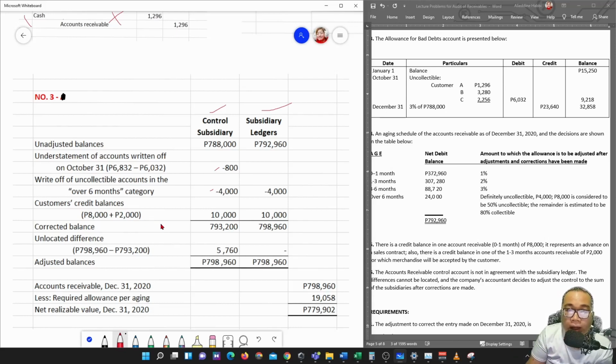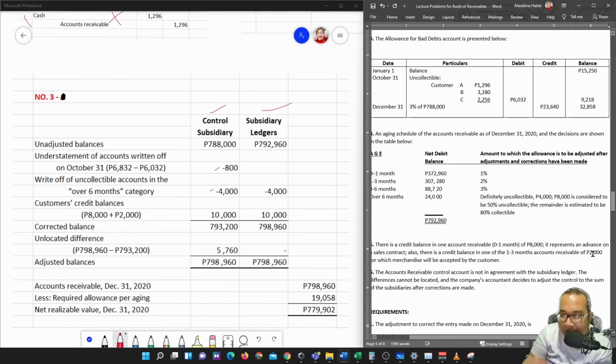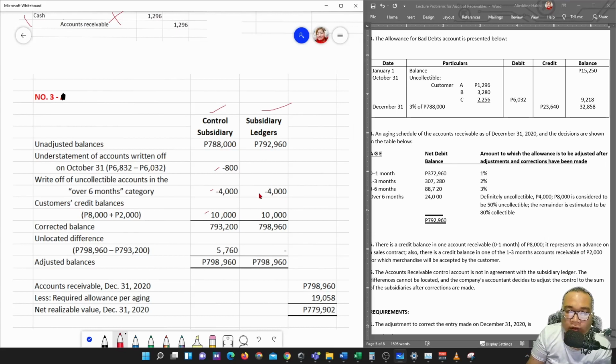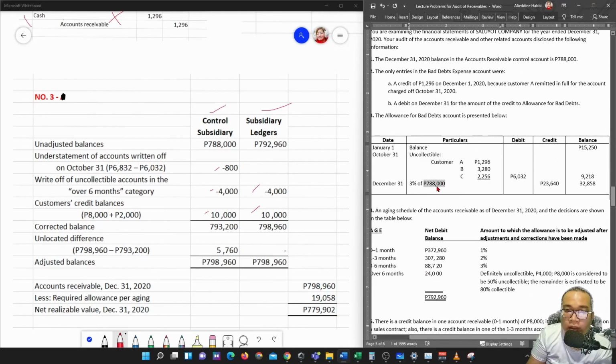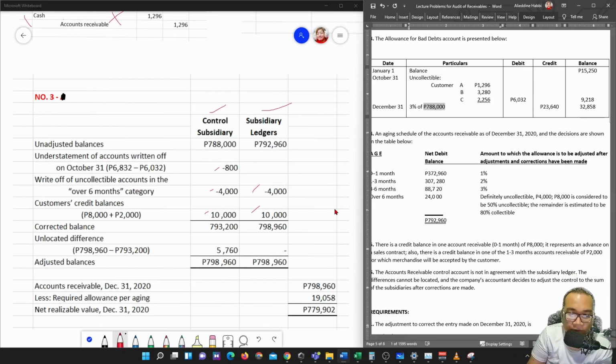Yung credit balances, yung 8,000 and yung 2,000. For the third time, sabi natin ulit bakit ganyan. Kasi pag may credit balance ka sa accounts receivable mo, huwag mong ikakaltas doon. Gumawa ka ng separate liability account, in this case, advances from customer. Okay, so ganun din dito. Dito rin sa subsidiary ledger, same gist ang ginawa mo. Pero ito, hindi mo nilagay dito kasi it pertains to the control account. Kaya hindi mo nilagay sa subsidiary.